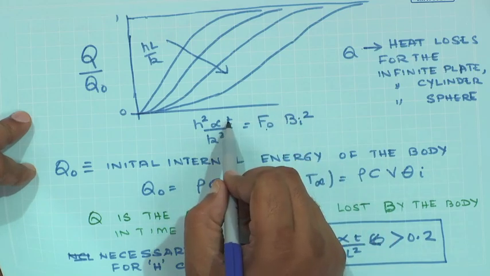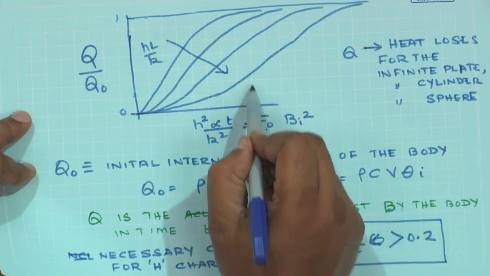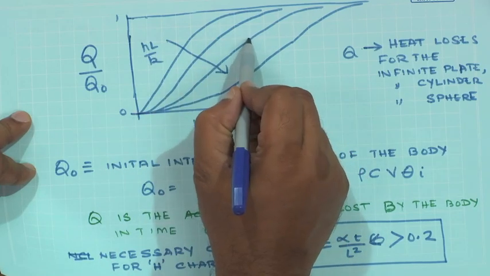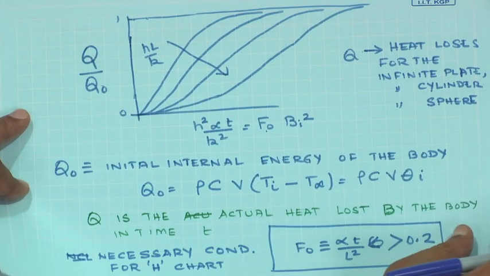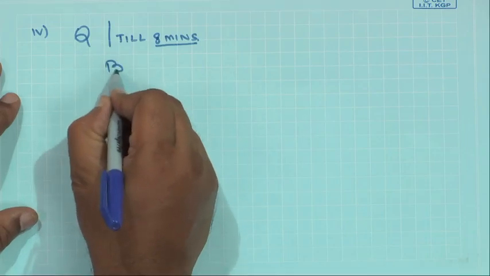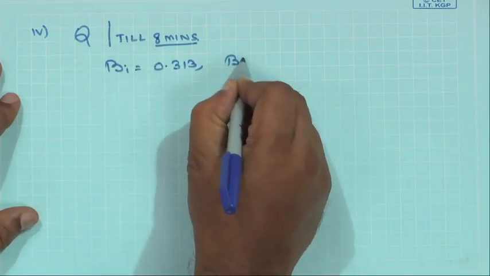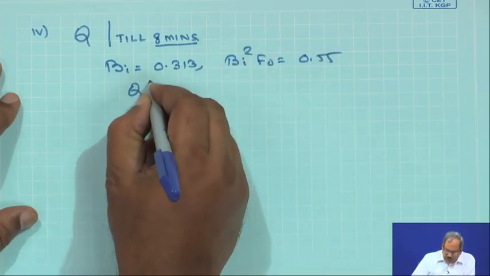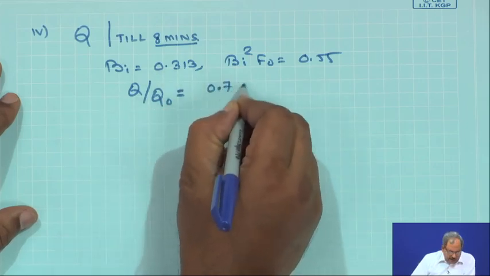So, at time equal to 8 minutes or 480 seconds, you calculate this one, you go all the way up to the curve corresponding to the Biot number in this specific case, come over here and find the value of Q by Q naught. When you do that for this specific problem, you would see that for a Biot number of the present system equal to 0.313 and Biot number square times Fourier number equal to 0.55, your Q by Q naught from the curve you will read as 0.78.